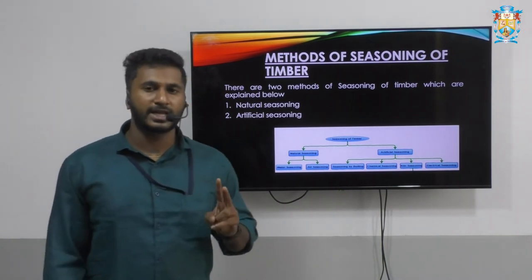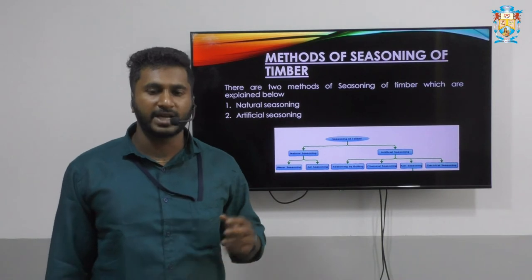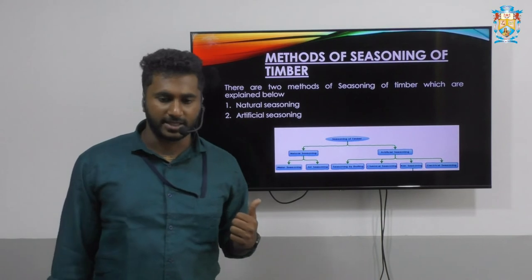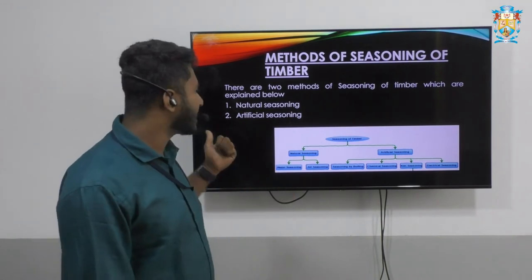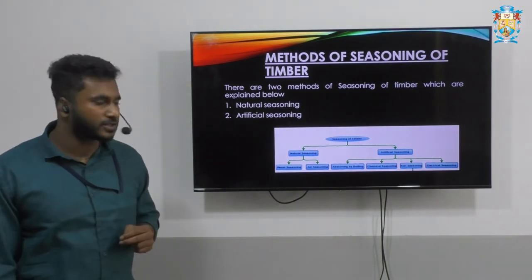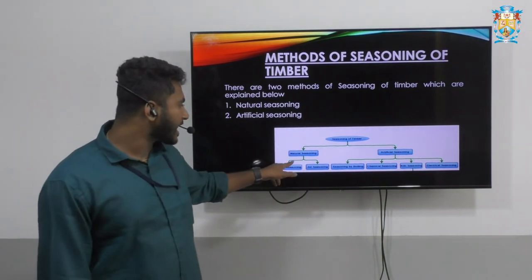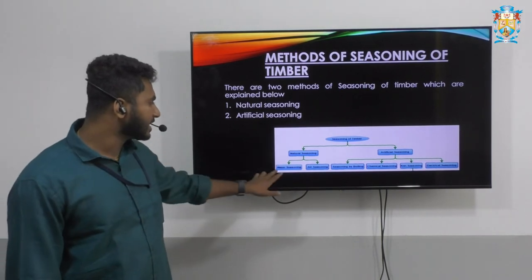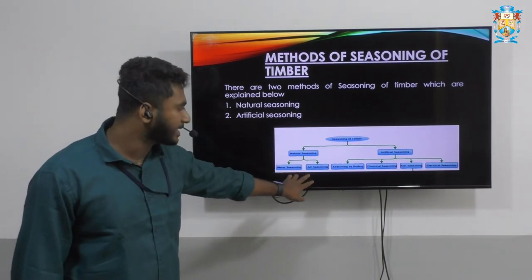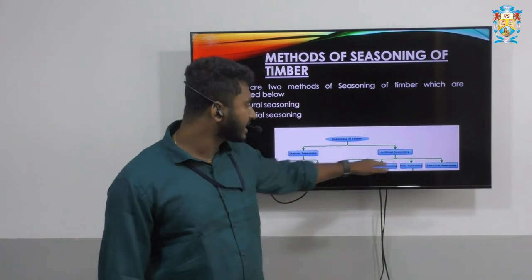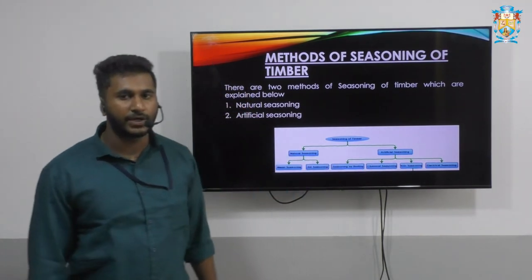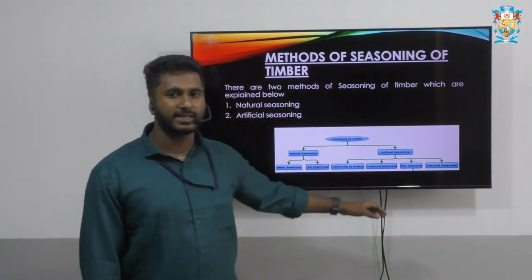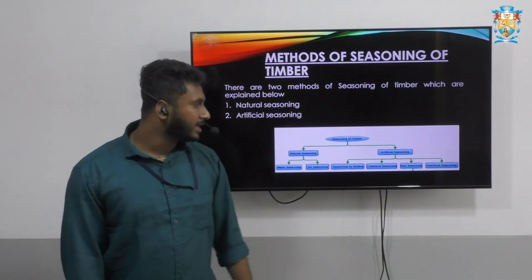Next we'll move on to the methods of seasoning of timber. Usually there are two methods: the natural method and the artificial method. So artificial seasoning and natural seasoning. Here we have a small table. In natural seasoning, there is water seasoning and air seasoning. Artificial seasoning is classified further into four types: seasoning by boiling, chemical seasoning, kiln seasoning and electrical seasoning.